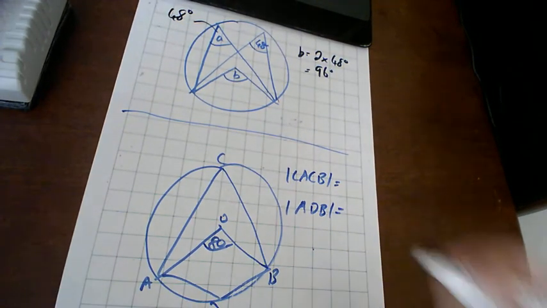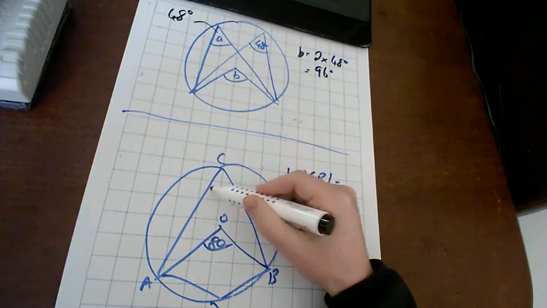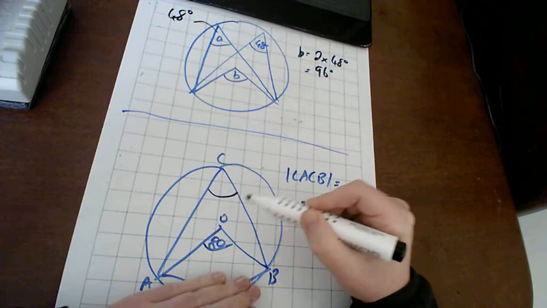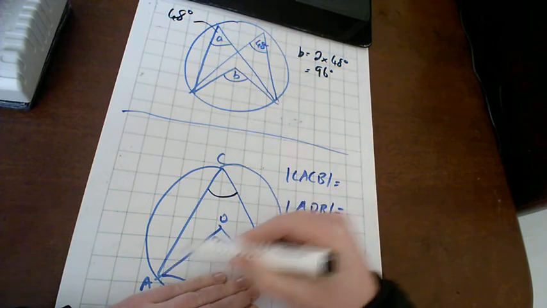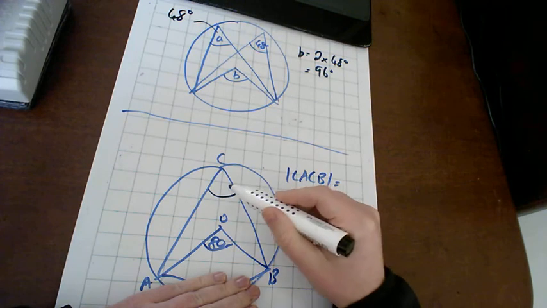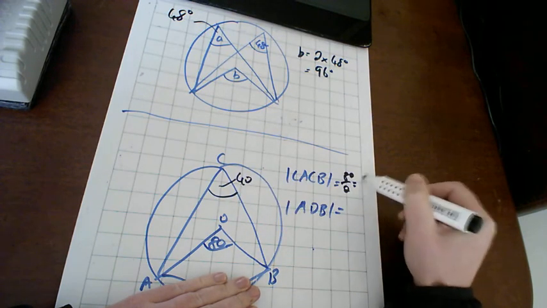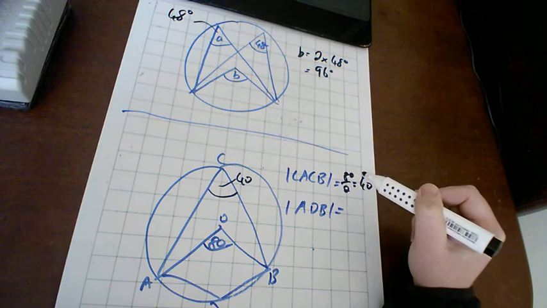Next one, the last example that we're going to do today. ACB, we're looking for this angle in here. Sometimes it's about ignoring some parts. This angle here is at the centre, so it's going to be twice this angle. So this angle here will be 40, because 80 divided by 2 is 40 degrees.